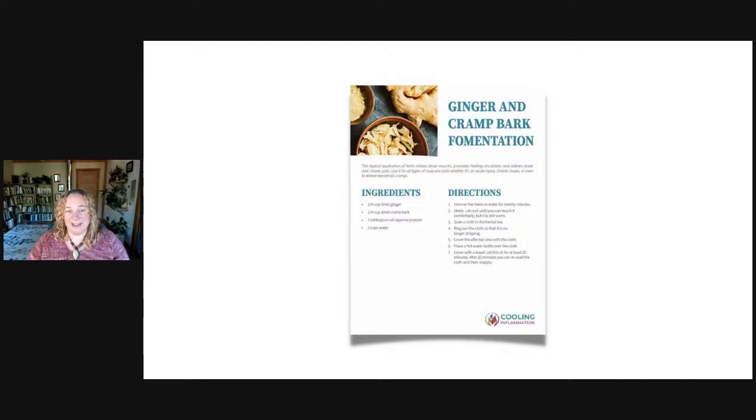Our new recipe for this week is a ginger and cramp bark fomentation. I created this recipe for myself when my back used to go out all the time, which it doesn't anymore because of strength training. But this was something I turned to all the time, and it is so relieving in terms of helping with the pain. So when I say instead of ibuprofen, turn to something else, this can be one of those examples.